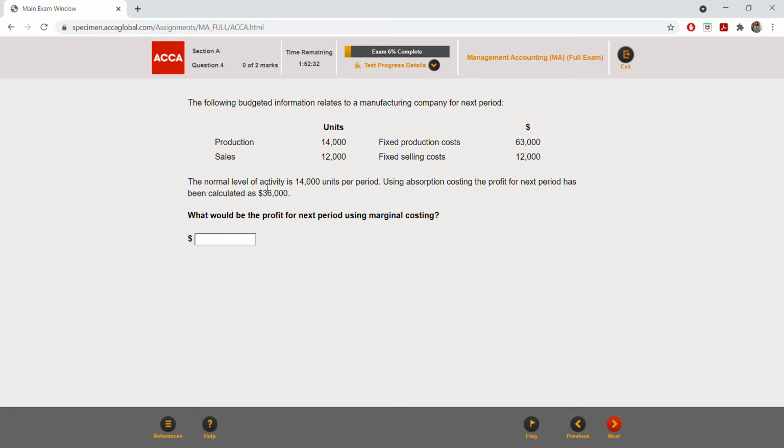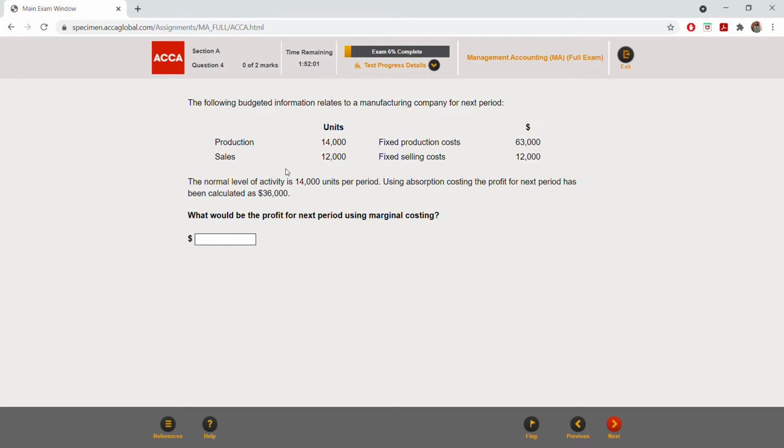The normal level of activity is 14,000 units per product. Using absorption costing, the profit for the next period has been calculated as 36,000. So what would be the profit for the next period using marginal costing? Make sure that you know the difference between marginal and absorption costing. What is absorption costing? They absorb the full cost, the total cost. They take the fixed cost and variable cost. Marginal costing, they only take the variable cost, not the fixed cost. Okay, that is the difference.